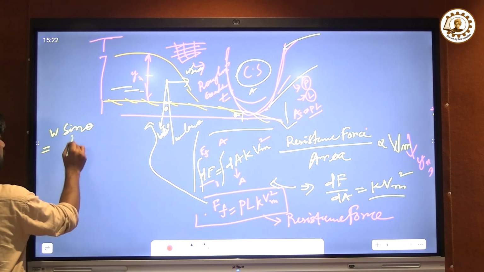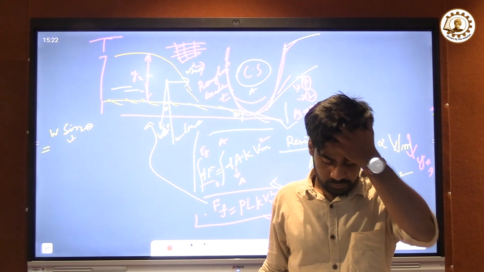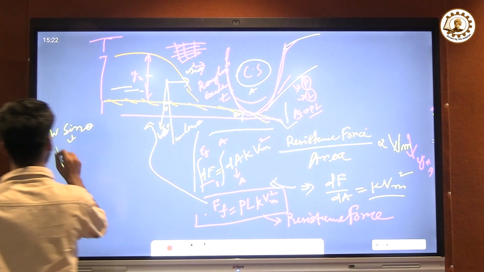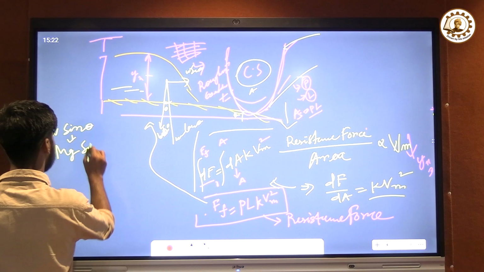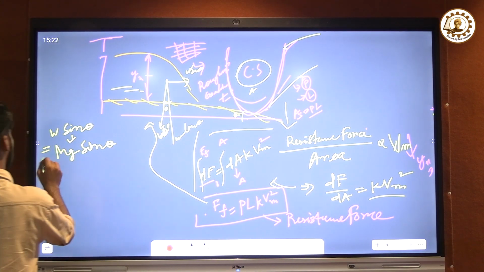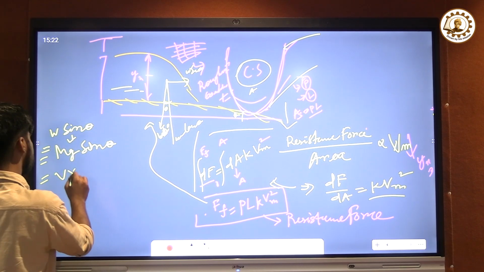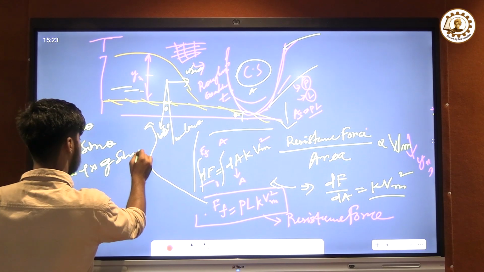Now the value of this thing will be what? We can write this as mg sin theta, W equal to mg. Now m is what? The volume into density into g sin theta.